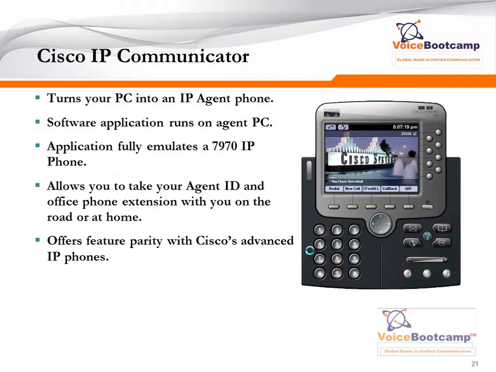IP Communicator can be used as an IP agent phone for people who are working from home, a hotel, or a remote area. It is a software application that runs on the agent PC. The application is a full emulation version of the 7970. It allows you to take your agent ID and office phone extension with you on the road or home. It offers feature parity with Cisco's advanced IP phone.